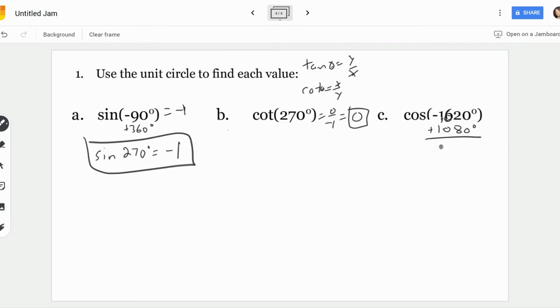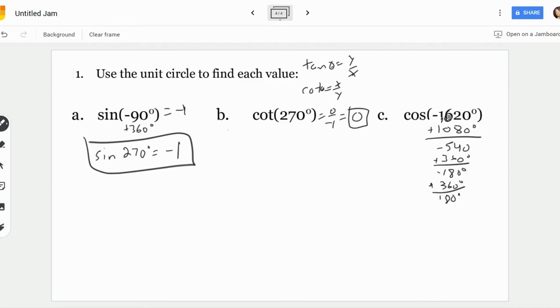I add that to it, and I'm still negative. I'm still at -540. Well, that's no good. So add another 360, and then I'm at -180. Okay, it's still not good. I'm still negative. So add another 360, and you get +180. So really, all of this mess is just needless.